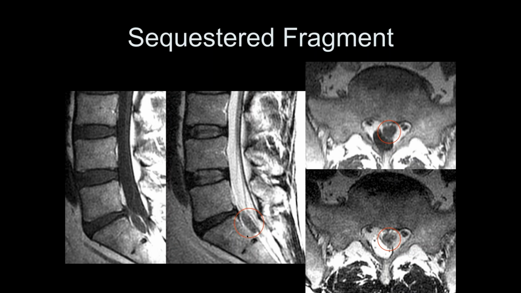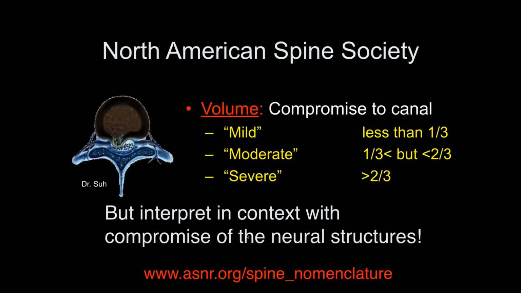Now, this used to be considered kind of the worst form of disease, and that this was an indication for surgery because it compressed the nerve roots. But that's no longer the case, and I'll explain that when we get to some of the literature where this has been reviewed. Now, other ways the North American Spine Society describes it is the amount of compromise of the volume of the neural canal: mild, moderate, and severe.